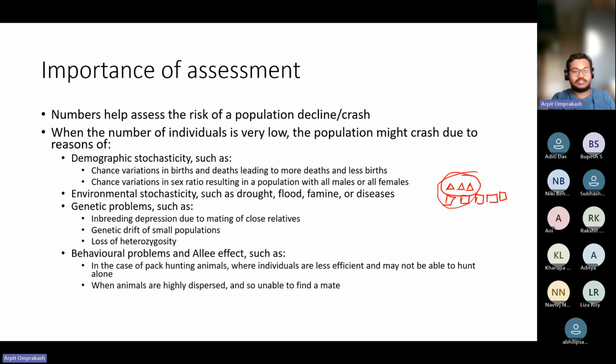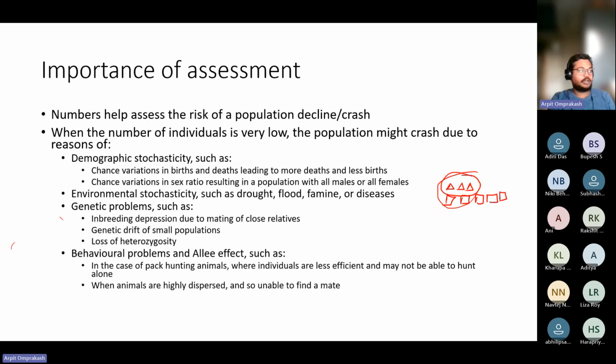So genetic drift generally leads to basically population decline and decrease in variation of the population. And the third thing is loss of heterozygosity. So generally, when you have small populations, they tend to become homozygous, and a lot of recessive genes manifest, as I was telling before, leading to basically inbreeding depression also.